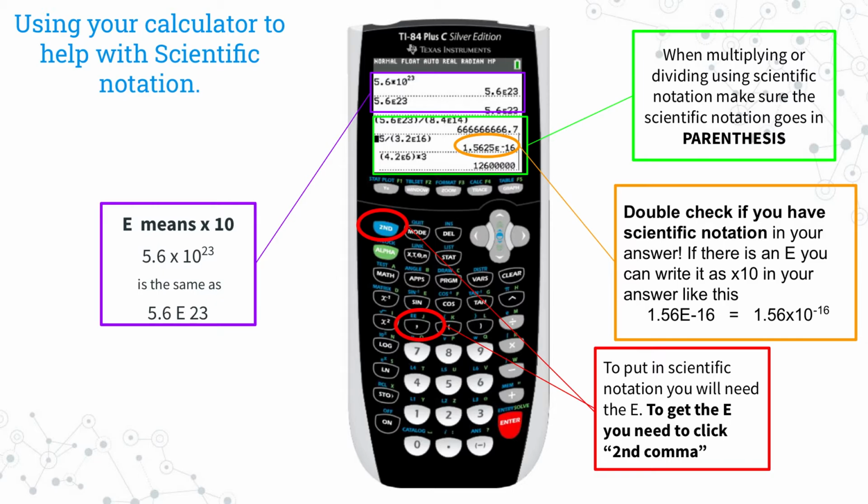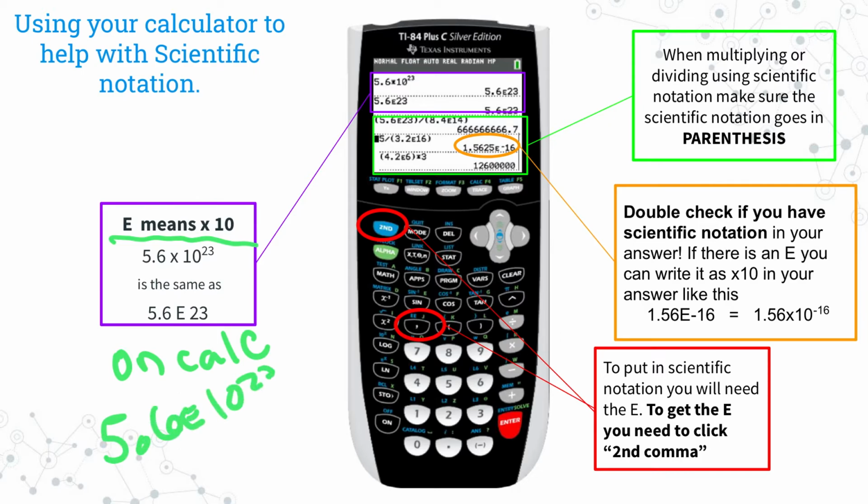If you recall, E on your calculator means times 10. So 5.6 times 10 to the 23rd is the same as 5.6 E 23 on your calculator. Do not, on a test or on homework, write your answer as 5.6 E 10 to the 23. Do not write it like that on your tests or on your papers. Okay? So this is just telling you that this number here is 1.5625 times 10 to the negative 16th.